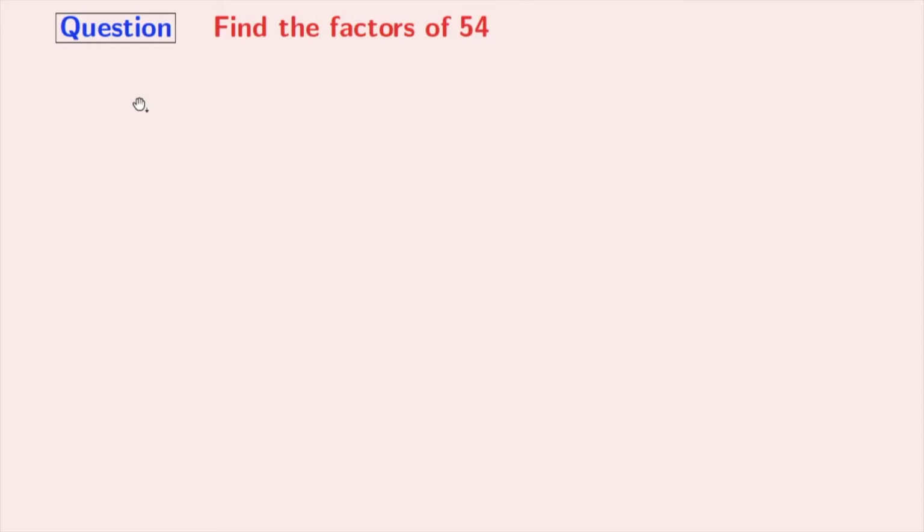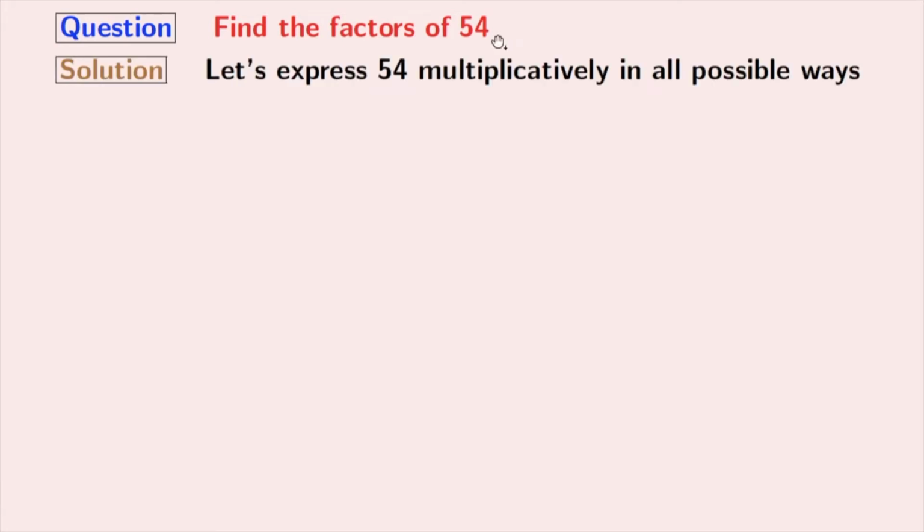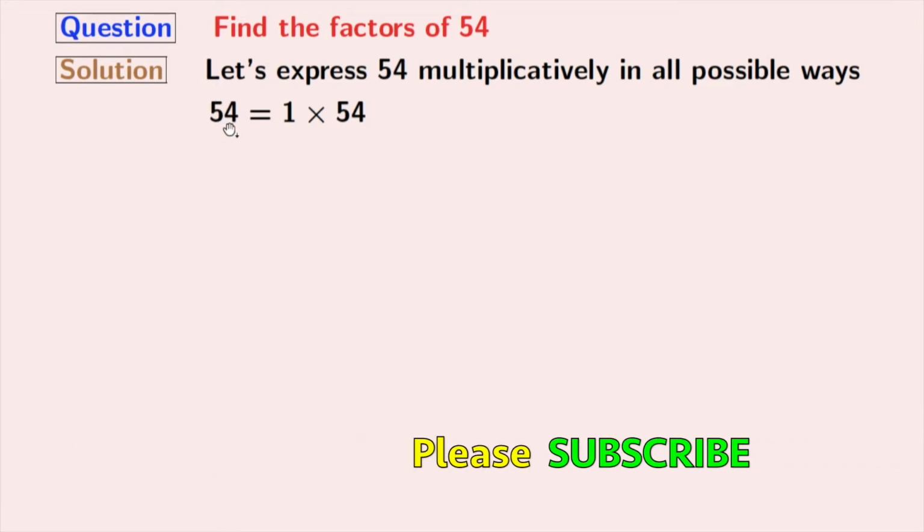Today we will learn to find the factors of 54. So let's start. Firstly, we will express 54 multiplicatively in all the possible ways. Let us first express 54 as 1 times 54. Now, as 54 is an even number, 2 will divide it and we have 2 times 27.